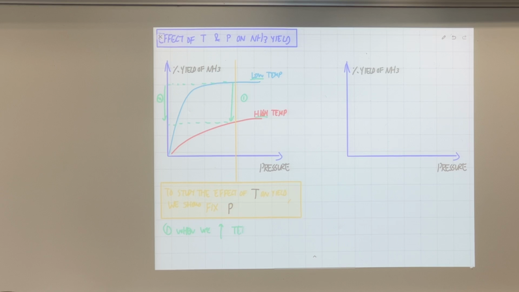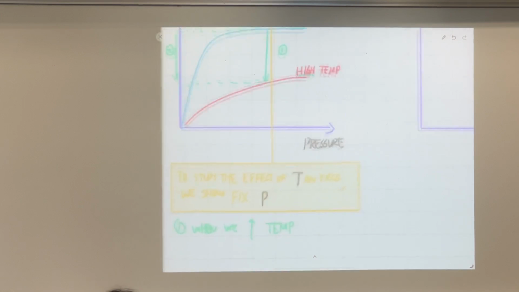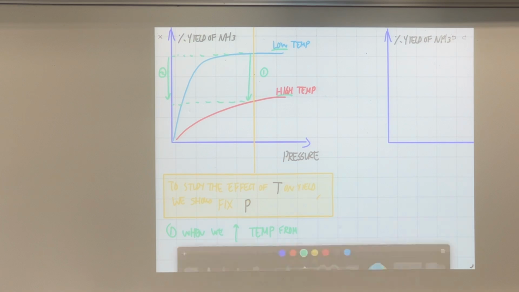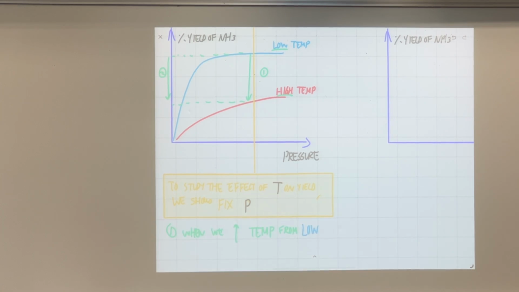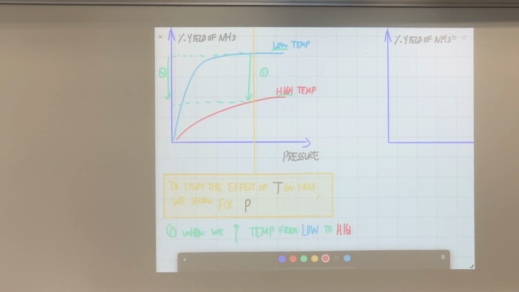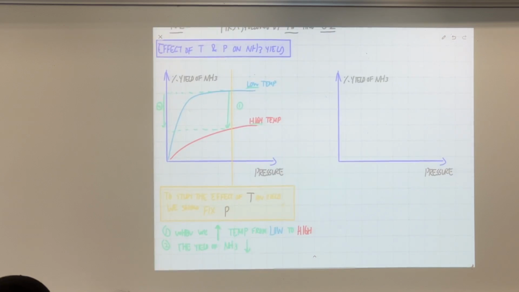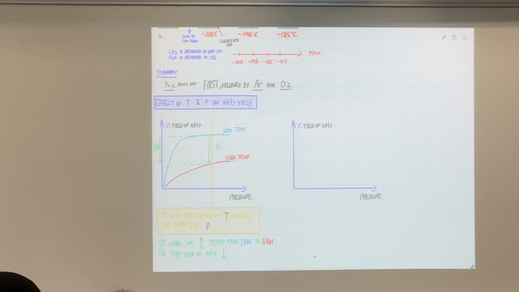increase temperature from low to high, you can use some colors to help. So from low to high, from the blue to the red curve, what happens with the yield? The yield of ammonia decreases. Yeah, this aligns perfectly with what we described earlier.